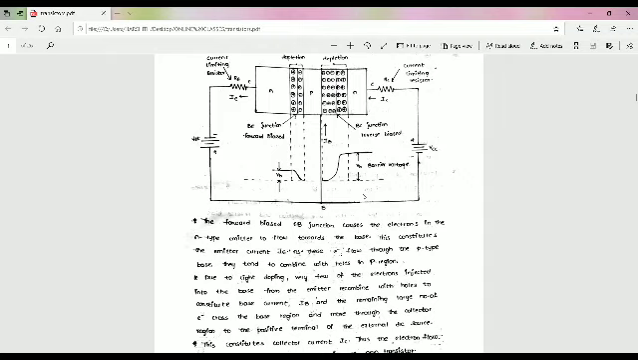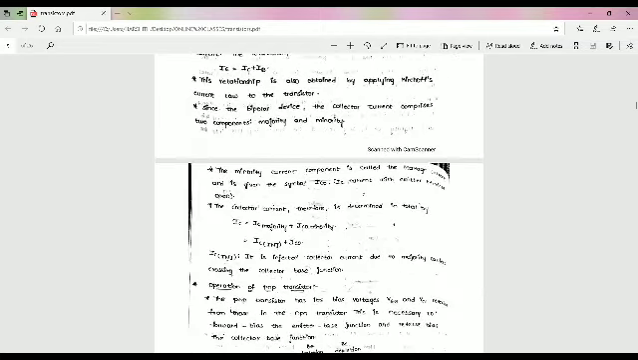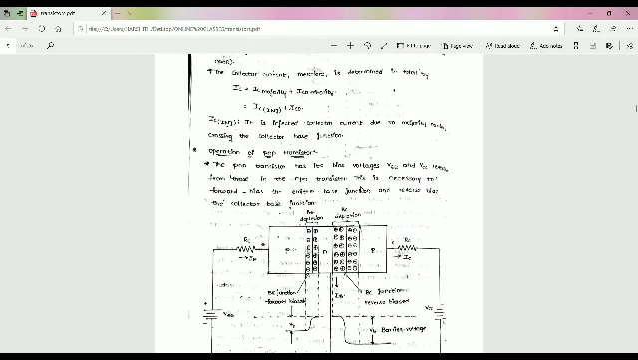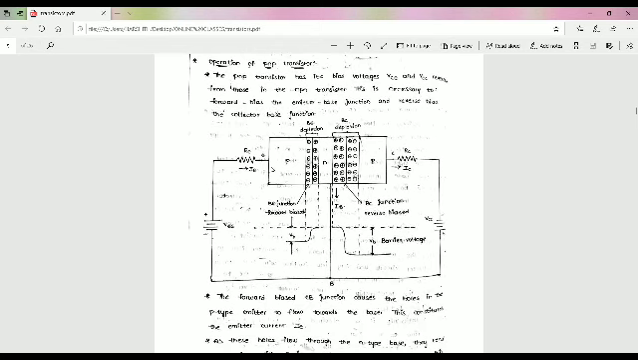So, IC injected means it is an injected collector current due to majority carriers crossing the collector base junction. Okay, this is the operation of the NPN transistor and operation of the PNP transistor. So, this is the PNP transistor, P terminal and N terminal and also P terminal. Okay, P emitter, base and collector currents.